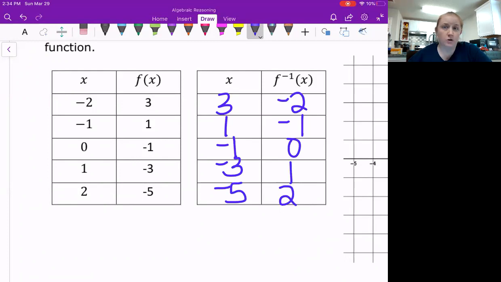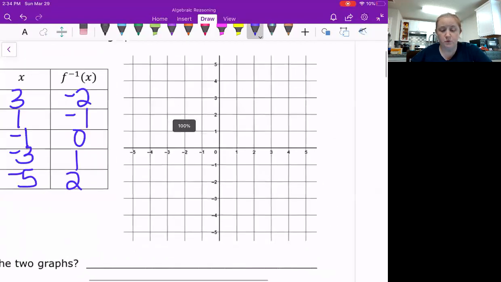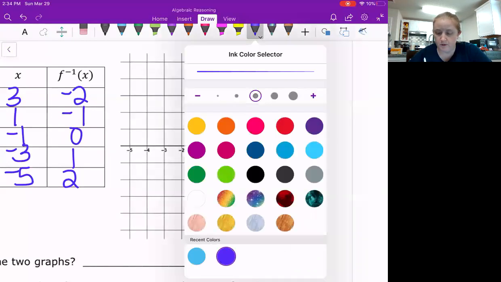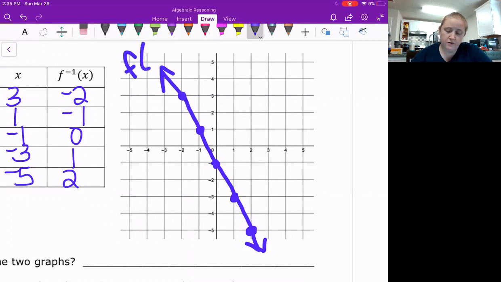So what we're going to do now to talk about the graphs, we're going to graph the original and graph the inverse and see if we can come up with a pattern here. Let's take a look at this grid. My first point from the original f of x is -2, 3. Then -1, 1, 0, -1, 1, -3, and 2, -5. These are the original points, f of x.